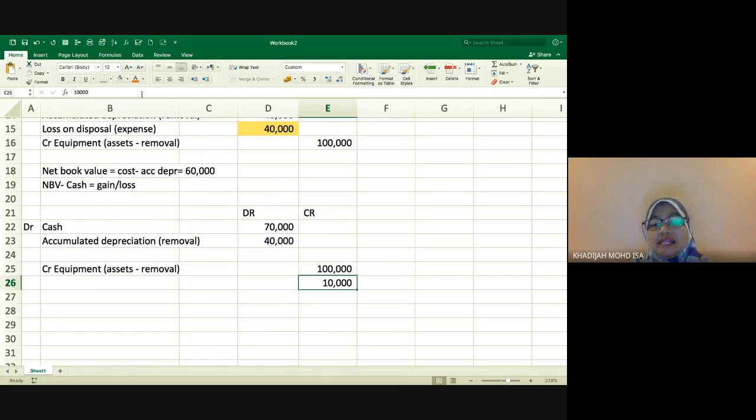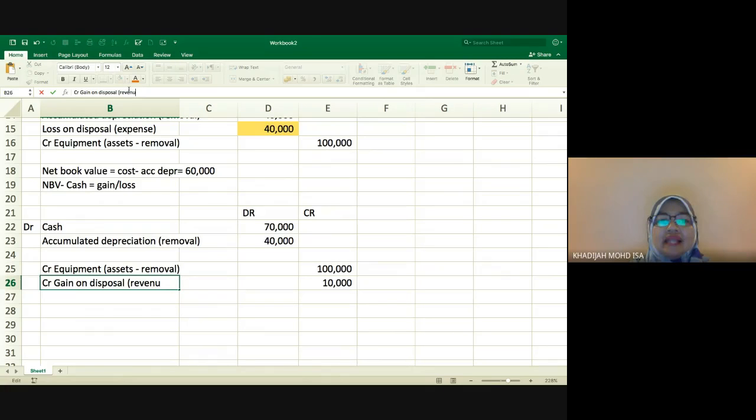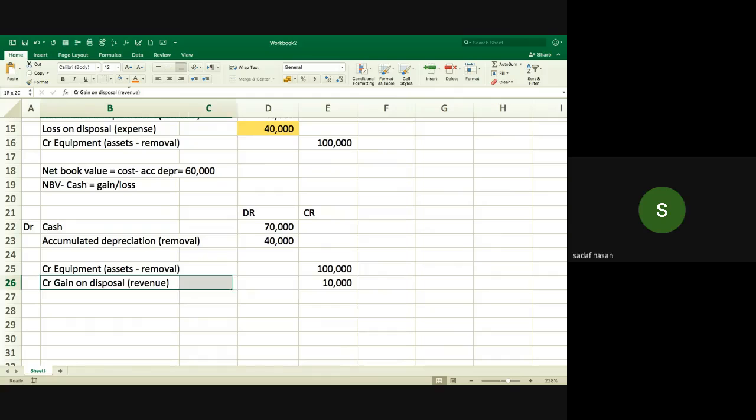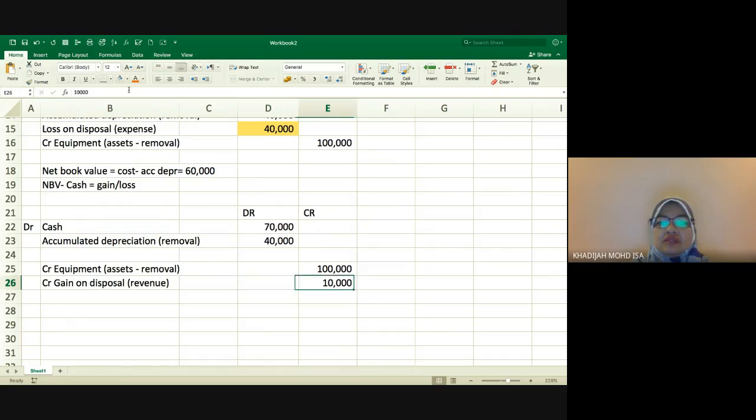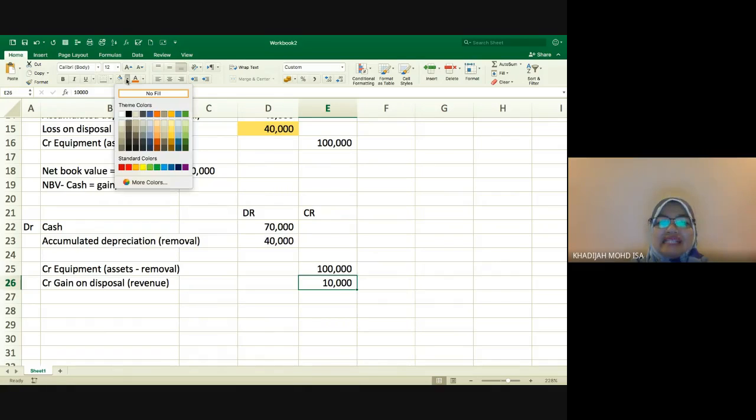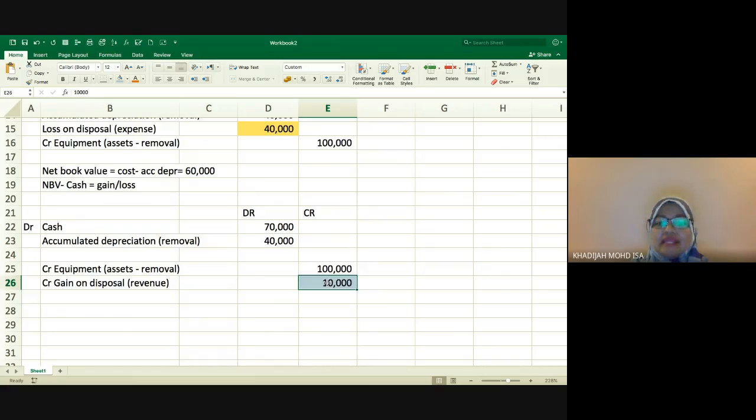So when it's on a credit side and you know that the net book value is 60,000, but you can sell the item for 70,000, then you know that you have a gain, right? Credit gain on disposal. Why gain? Why credit? Because gain is a revenue. Yes. Revenue, what is the nature of the revenue account? A credit. It's a credit, right? So in that case, it's always the balancing figure, right? Whether it's a gain or loss, it depends on the net book value and how much is the selling price.